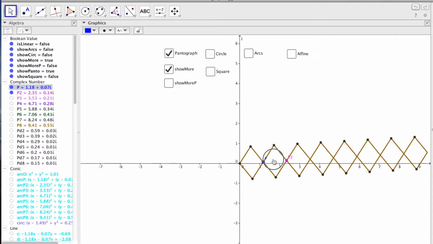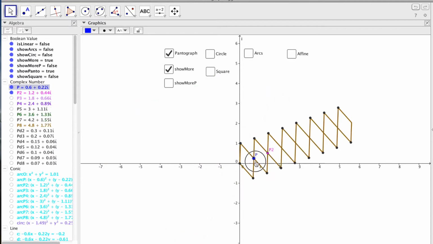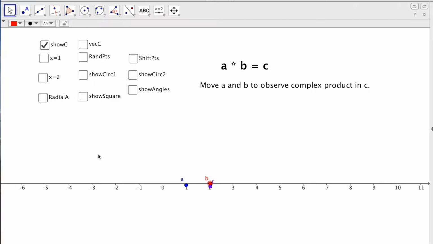Actually, this is very much what the pantograph does as well. The pantograph really works very much like complex multiplication. You can get a better idea of what complex multiplication is doing if you turn on a set of random points and multiply them all at the same time. These are all complex number points, and multiplying all by a.